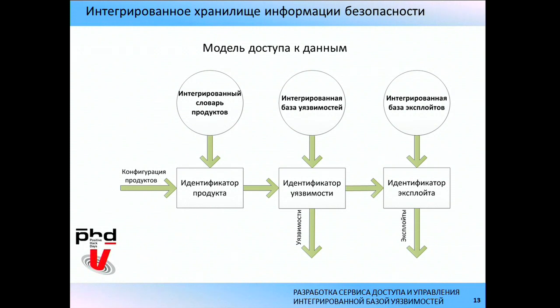This factor allows us to understand that in our system, for a certain product, there's a paid exploit, so there's a threat of using this product. That is a model of access to the data in the warehouse and data storage. At the input, there are products, identified from the integrated list of products, and under the identifiers we have a record and search of vulnerabilities in the integrated vulnerability base, and then by the vulnerability identifiers we can see which exploits exist for these products.